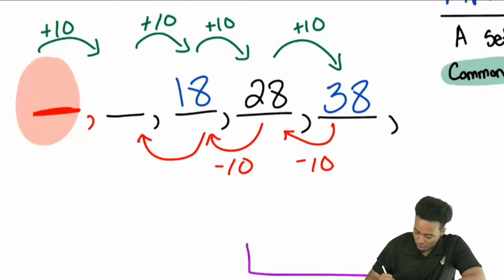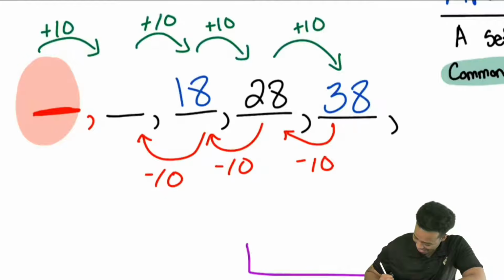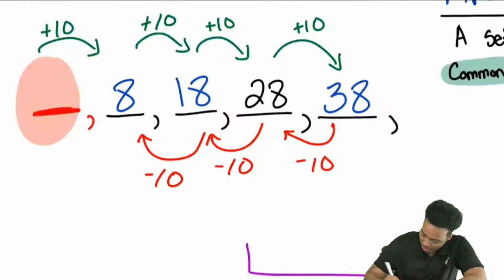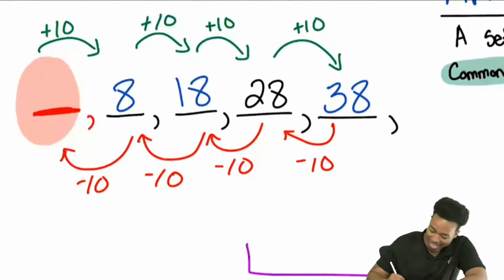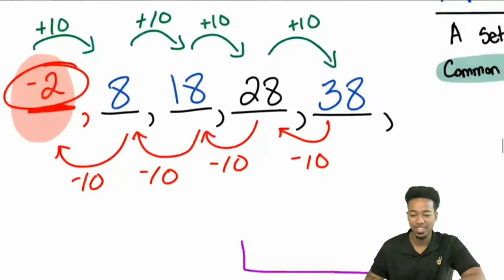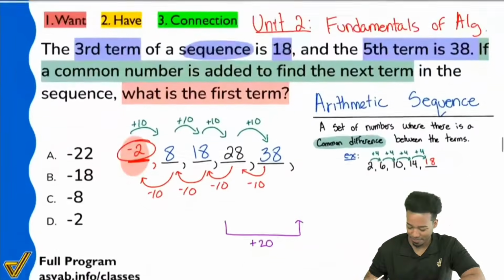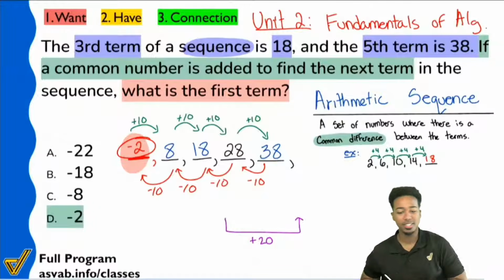What's the second term, everybody? That's going to be 8. Yes. And then if we subtract 10 again, what's that going to be? Yeah, not -8. That's a trick answer. It's going to be -2. -2 will be the answer there. And that was it right there.